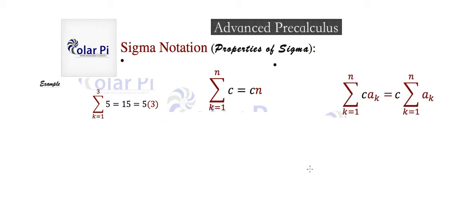All right. So property 2. Property 2 says, what if inside of sigma we have a constant times an expression? So the expression I'm representing by a sub k here. A sub k could equal k squared. It could equal just k. It could be something fancier. But a sub k is the expression, and we're multiplying the expression by c.